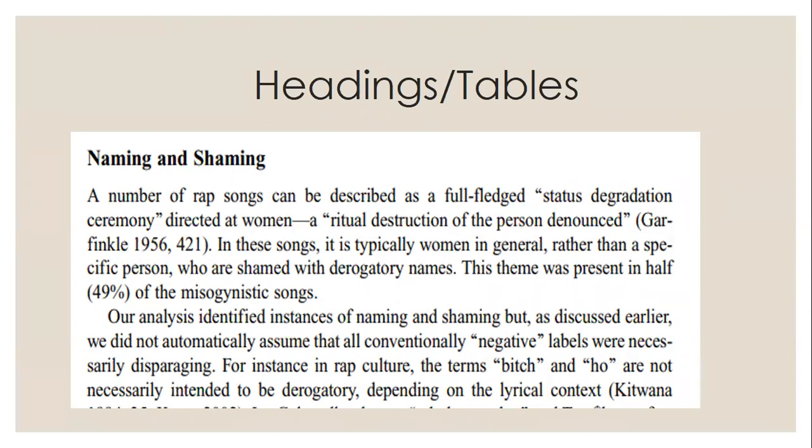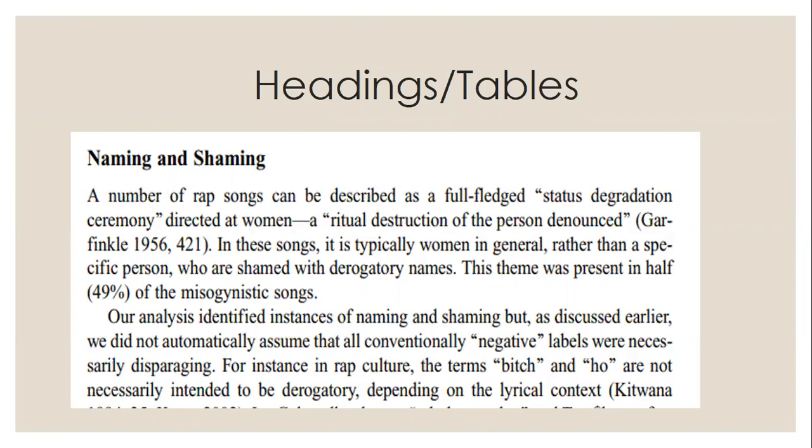So it says a number of rap songs can be described as a full-fledged status degradation ceremony directed at women, a ritual destruction of the person denounced. And they're quoting another source to bring this idea forward. So in these songs, it is typically women in general, rather than a specific person, who are shamed with derogatory names. This theme was present in 49% of the misogynistic songs. So now by reading that first paragraph, we understand that the naming and shaming that they're looking at is this idea that women are called derogatory names in rap music.